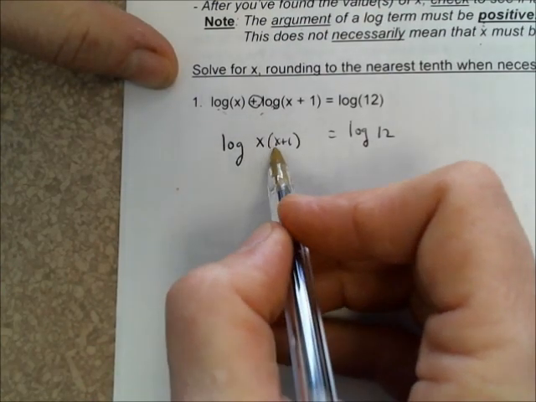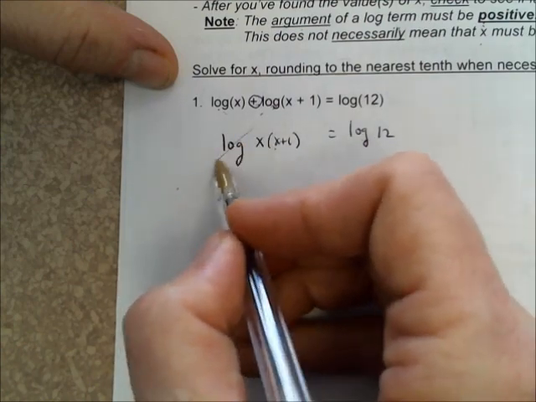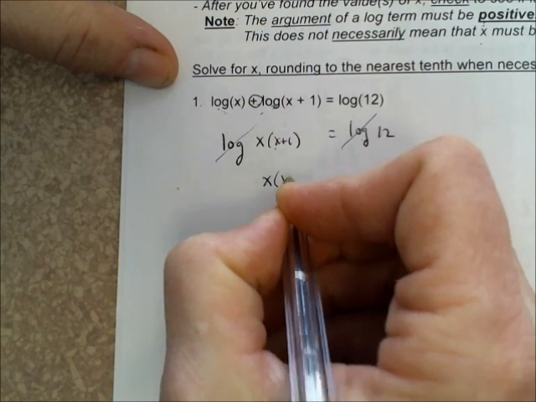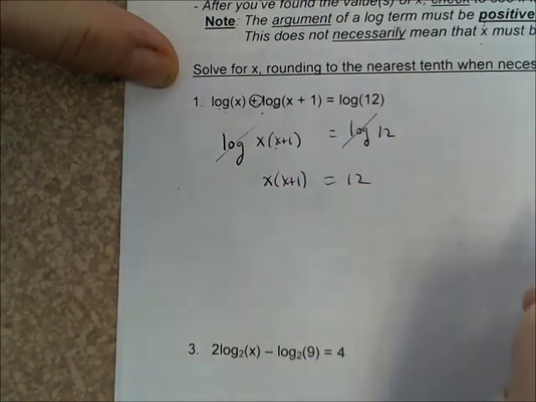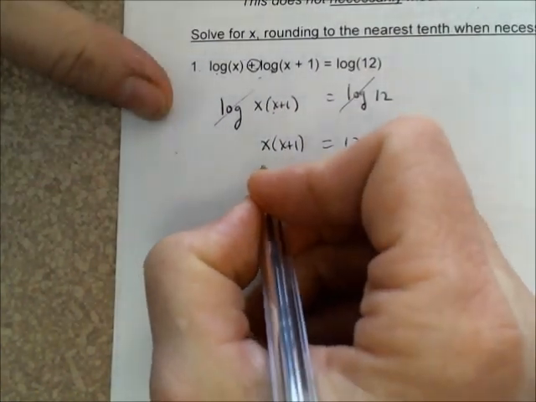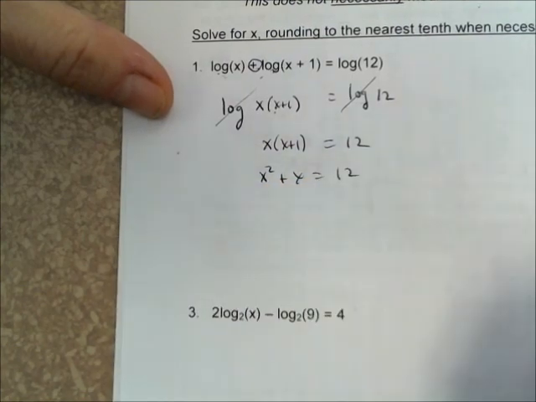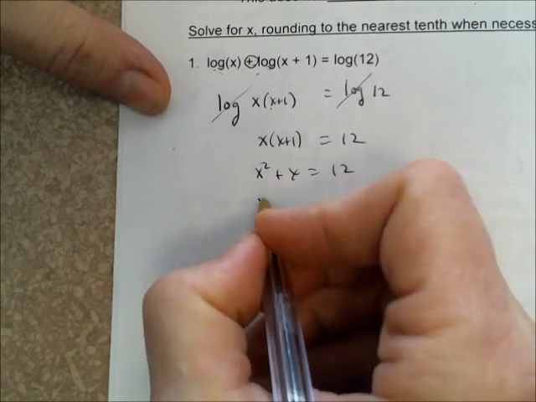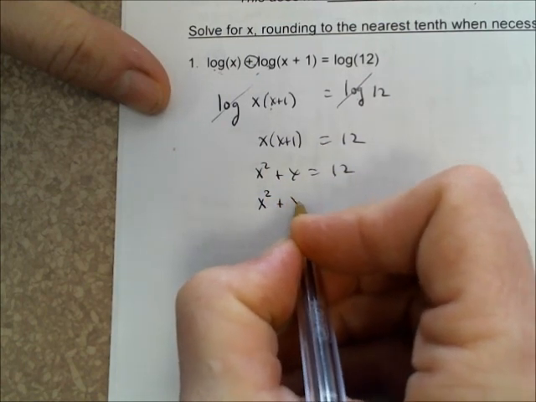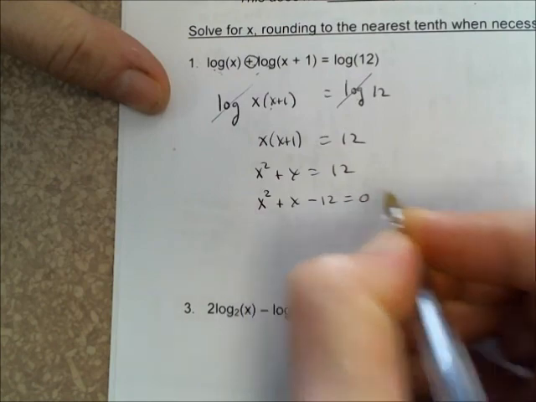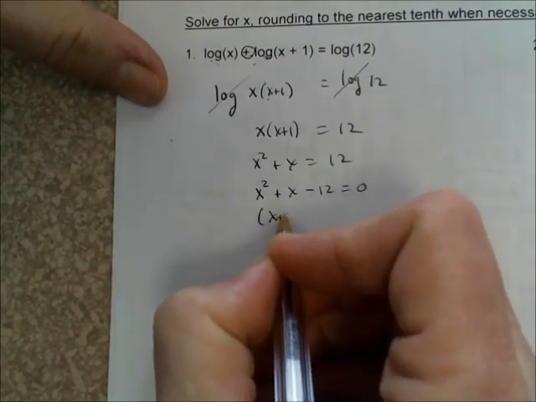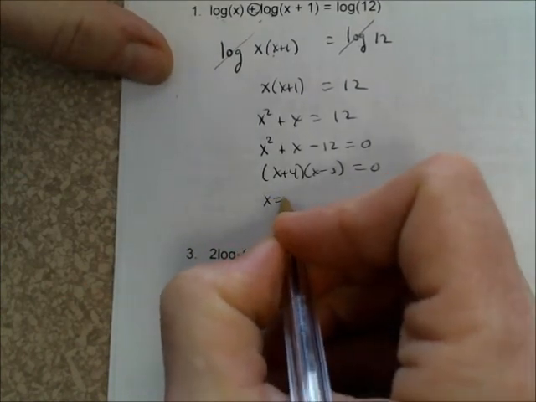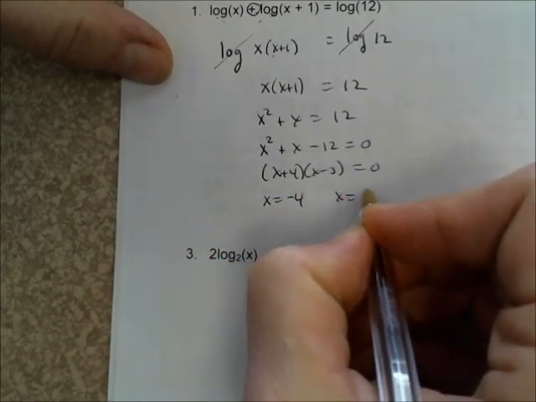So if the log of one thing equals the log of the other thing, those logs can just go away, and we have x times x plus 1 is equal to 12. Well, we have to distribute: x squared plus x equals 12. Now we notice we have no logs anymore. This is just a pure quadratic equation. x squared plus x minus 12 equals 0, factored into x plus 4 times x minus 3. So x is equal to negative 4 and x is equal to positive 3.